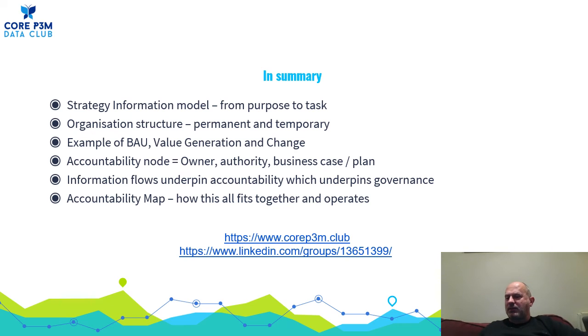We went through the accountability node itself and offered a definition which at the heart of it has an owner, authority, and a business case or a business plan that contains its remit and empowerment. We explained that information flow underpins accountability, which itself underpins governance. And we introduced the concept of having an accountability map, which is different to an organization structure in that it shows flows and relationships between things which might not be permanent entities.